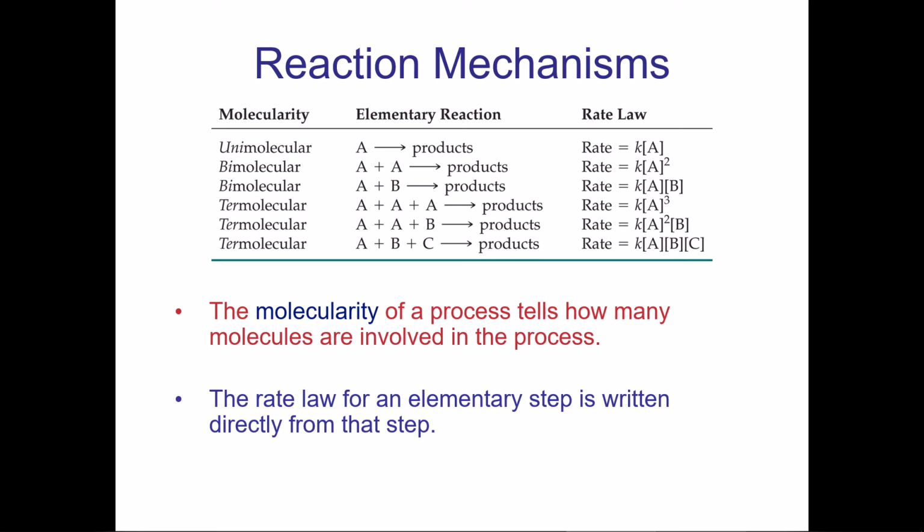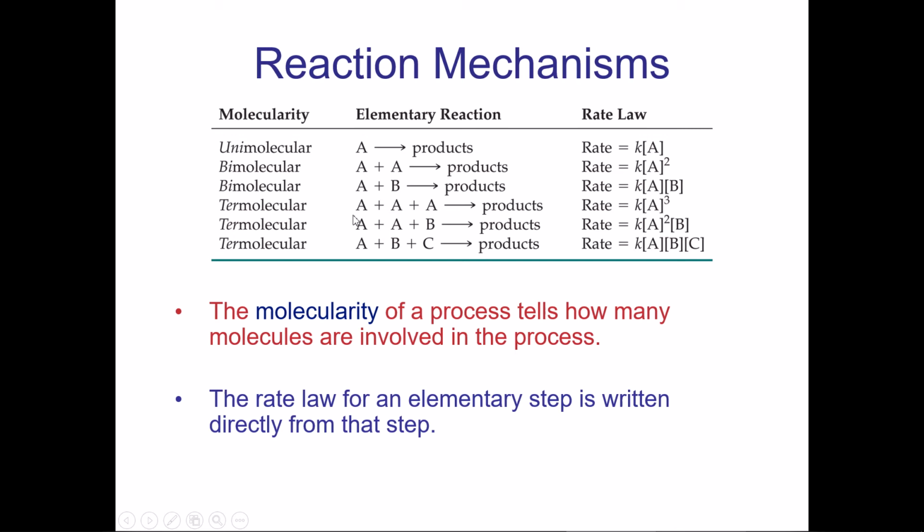If, however, we have to have a collision between two molecules, this is called bimolecular. So the bi indicating two. So we need two molecules in that step. Now the two molecules can be the same type, both A, or they can be two different molecules, A and B. It's still called bimolecular for needing two molecules.